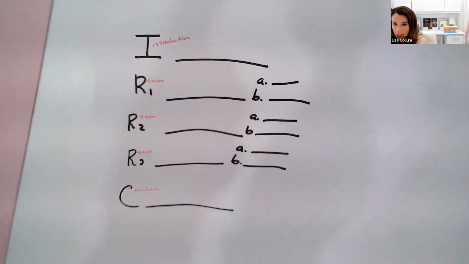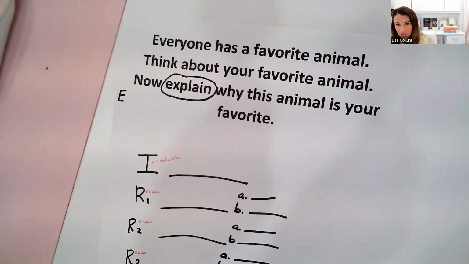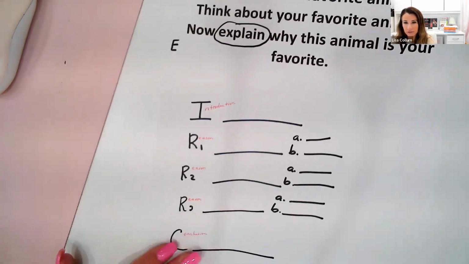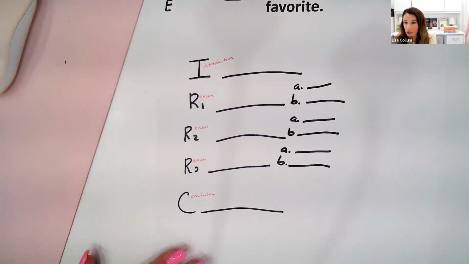So let's go back. Let's look at the prompt we're working with. Everyone has a favorite animal. Think about your favorite animal. Now explain why this animal is your favorite. So we've got to pick our favorite animal. And then we've got to plan out our essay. So I'm going to pick a dog for today, okay, just as an example.